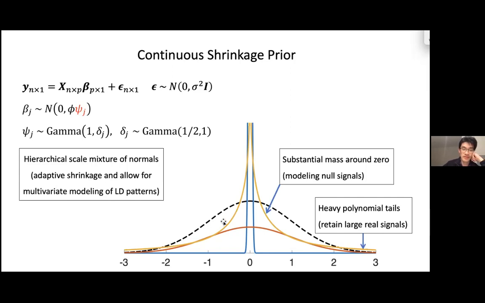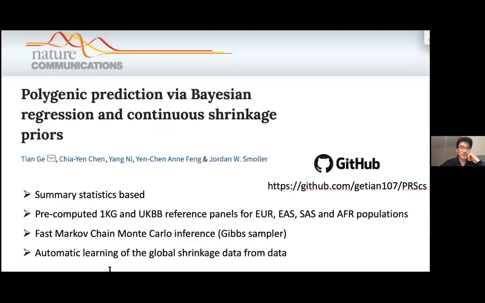So the continuous shrinkage prior is almost as flexible as the discrete mixture prior, but because of its continuous nature, it also shares some advantages of the infinitesimal normal prior. That is, it allows for multivariate modeling of LD patterns, and it's also computationally efficient. So these are the motivation and some intuitions behind PRS-CS. I'm not going to talk about other features of the method, but the software is available on GitHub, which you can download and test. We have released both pre-computed 1000 Genomes and UK Biobank reference panels for major populations, which hopefully makes the application easier.